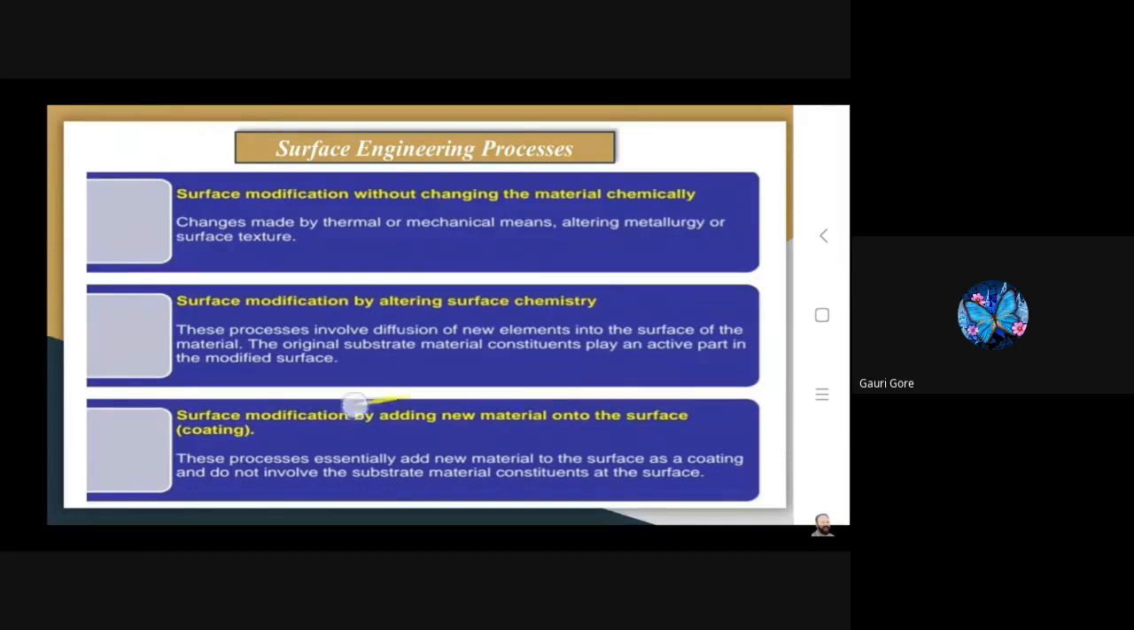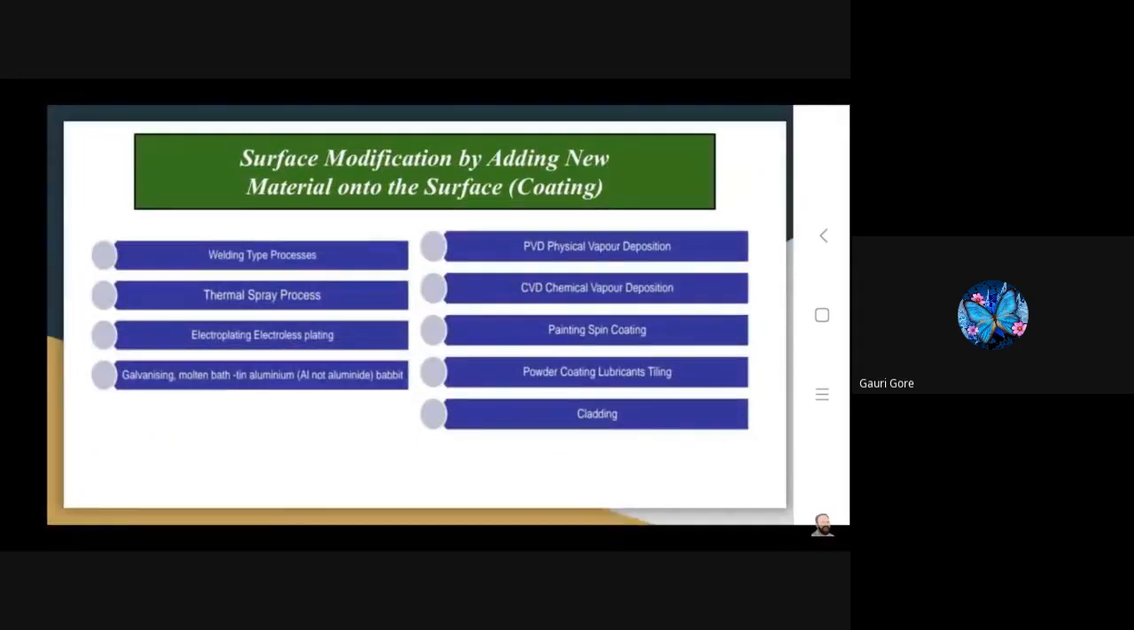Okay, so before going to the principle of coating technology, as part of surface engineering, we should know which are the different processes that belong to surface modification by adding new material onto the surface, that is, surface coating. So welding type processes and thermal spray processes belong to the coating.